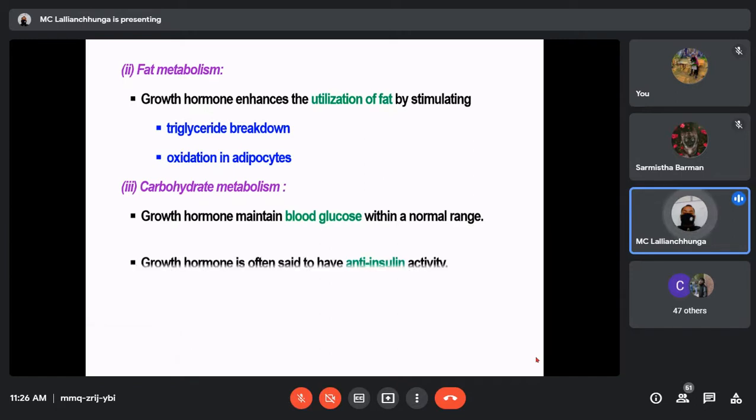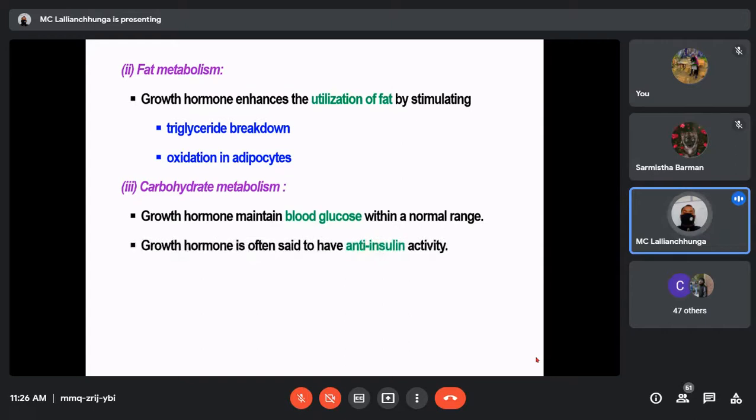As you can see, growth hormone is often said to have anti-insulin activity. Why does it have anti-insulin activity? Because it is trying to increase the blood glucose concentration, while insulin is trying to decrease it. That is why we can say growth hormone has anti-insulin activity. I'll not repeat. It enhances glucose synthesis in the liver. This is important. Gluconeogenesis will be there. So this is the summary of the growth hormone functions.